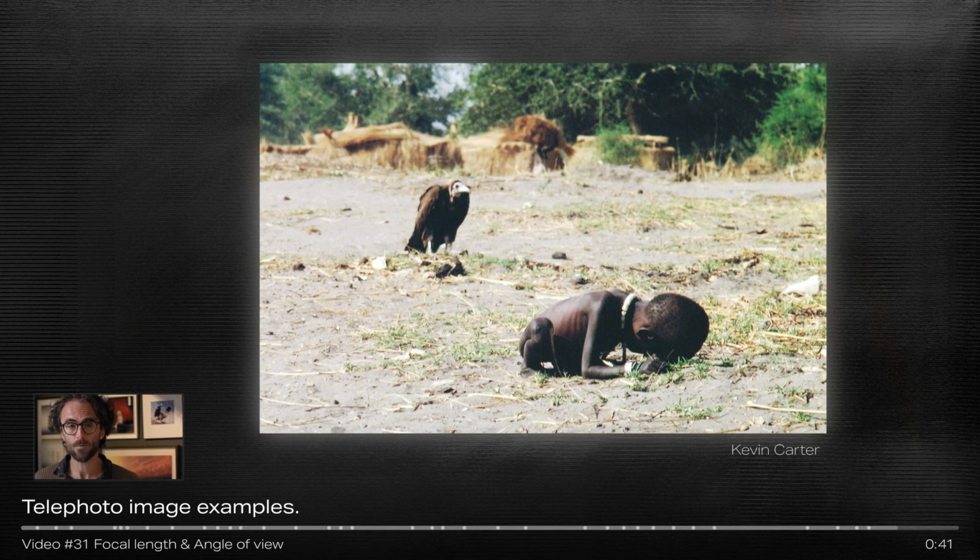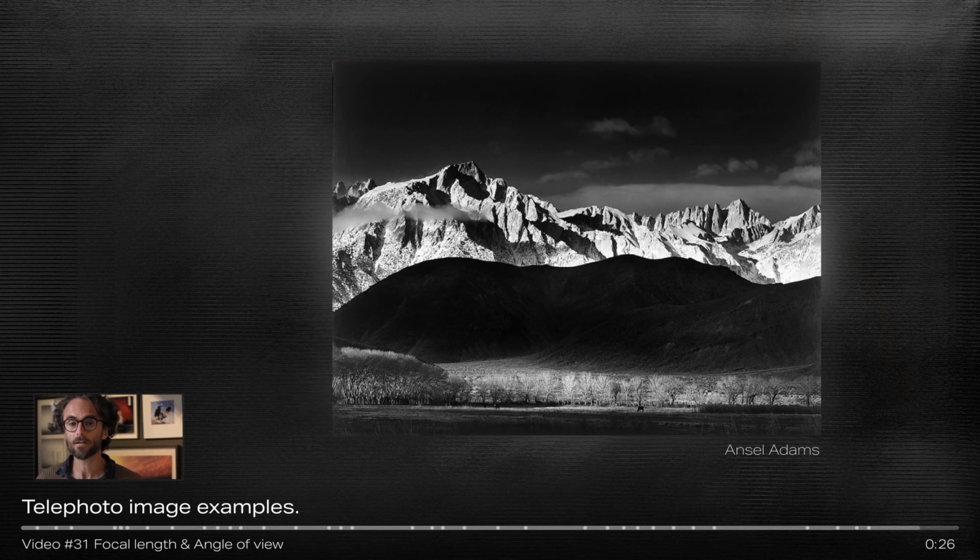In our second example by South African photographer Kevin Carter, we can see how the use of a long focal length lens makes it look as if the vulture is looming over the child, even though in reality the distance between them is quite large.